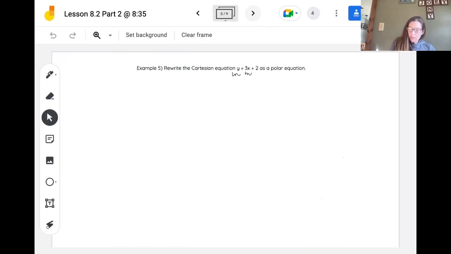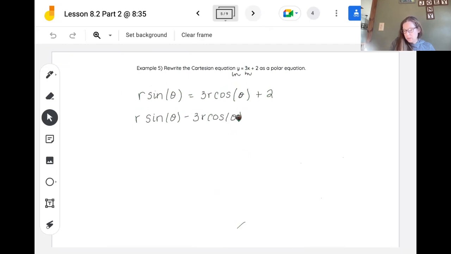All right, so y is r times sine of theta. This is going to give me 3 times r cosine of theta plus 2. Doesn't look so bad. I'm going to put all my r's together because, again, I'm looking to solve for r. So I'll subtract 3r from both sides. r times sine of theta minus 3 times r cosine of theta is equal to 2.